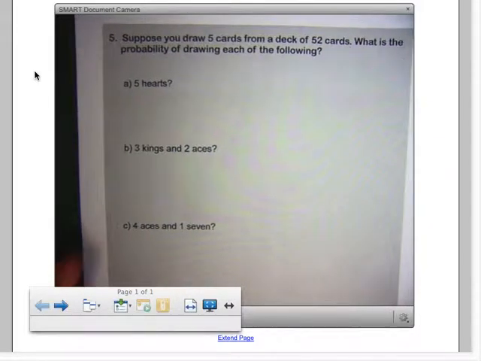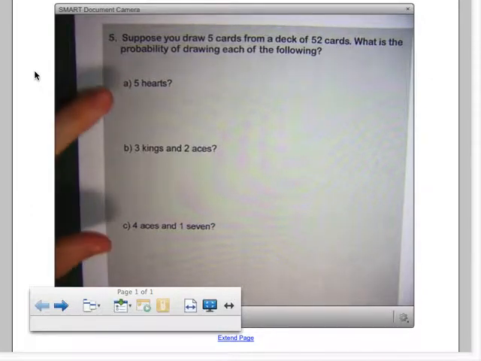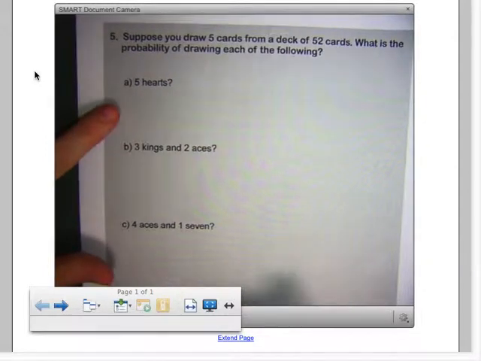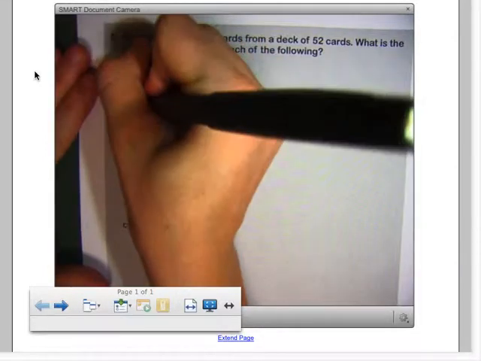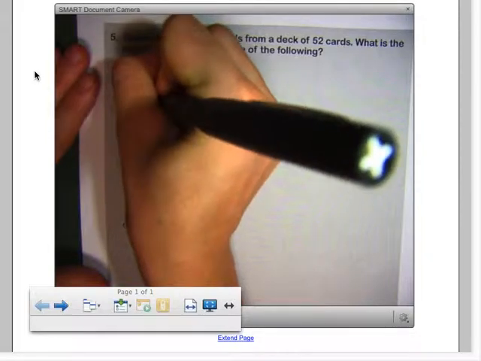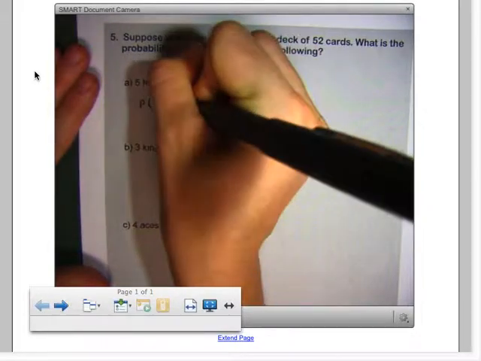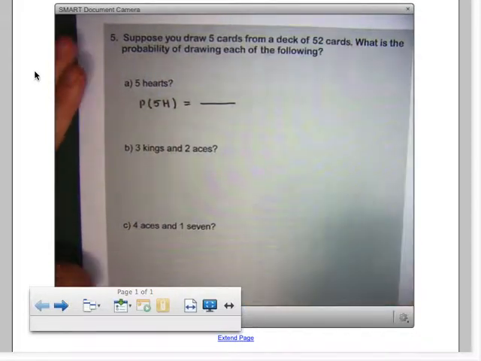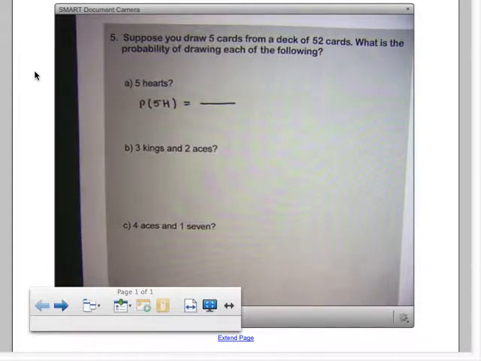Okay, so suppose you draw 5 cards from a deck of 52. We want to know the probability of each of the following. So the first one, we want the probability of 5 hearts. Remember, probability is what you want over the total. First we need to figure out if this is a combination or a permutation.